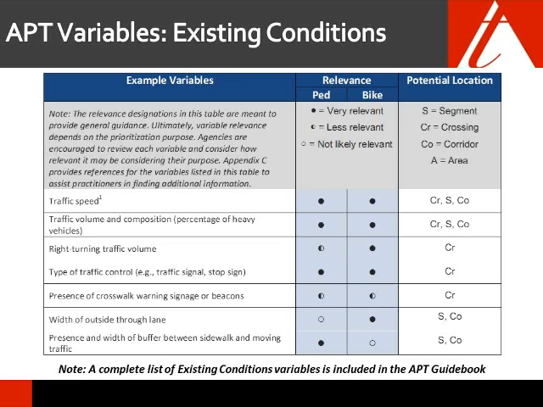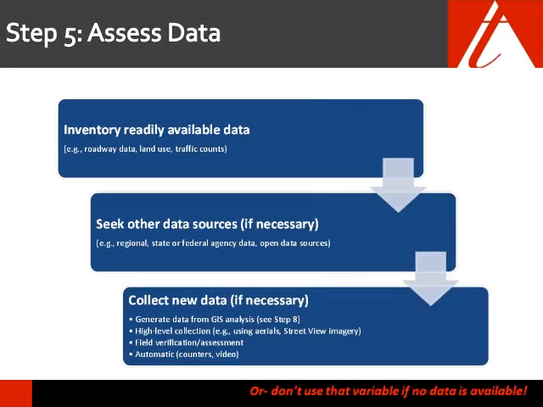Segments and crossings may be more focused on specific locations, and therefore more location-specific variables may be appropriate. So the guidance that's provided in the app helps the user walk through those deliberations and decide what variables may be most appropriate to use.